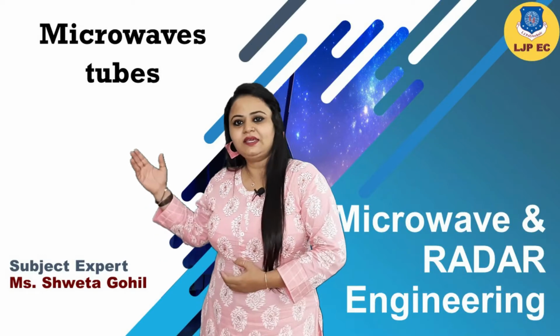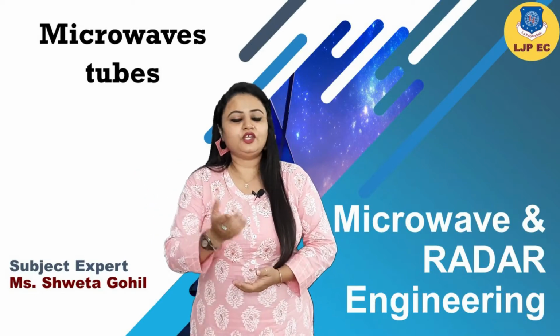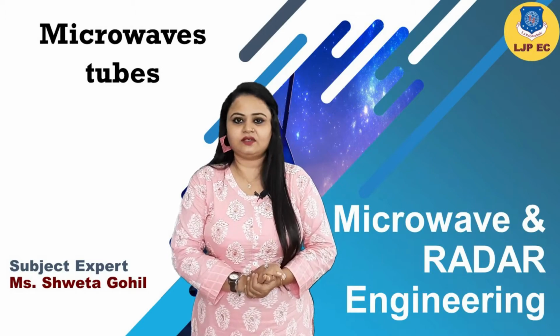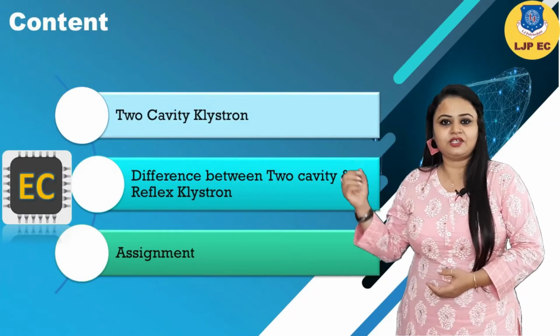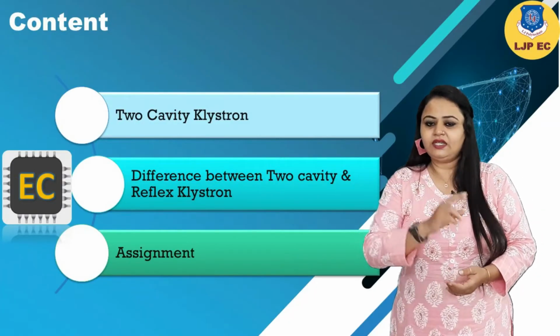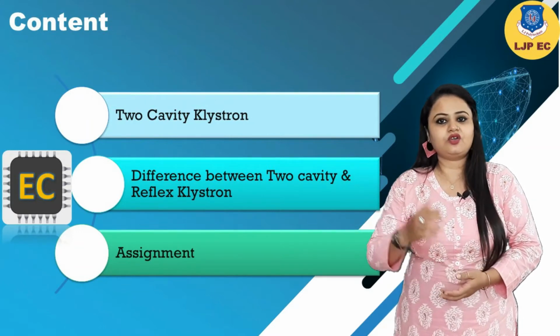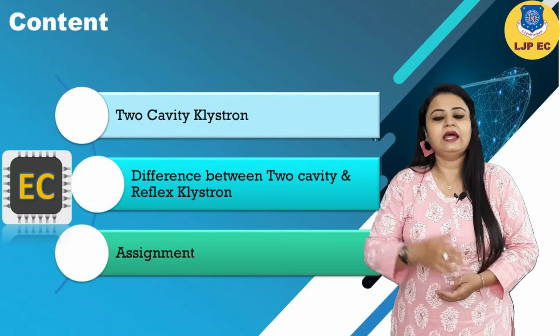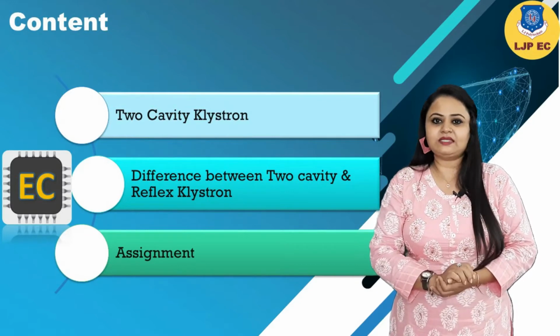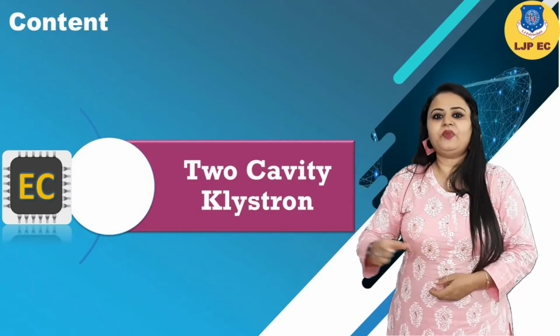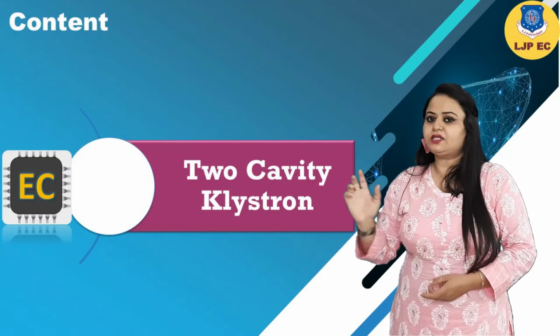Today we will see microwave tubes which are used for generation and amplification of microwaves. So in today's session we will see two cavity klystron and the difference between two cavity klystron and reflex klystron, and last I'll give you some assignment questions. Now let us move on to the next topic, which is two cavity klystron.